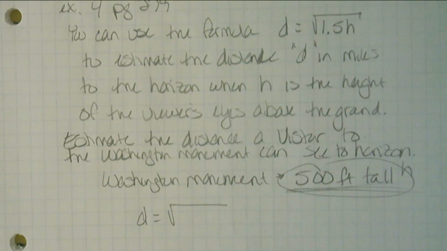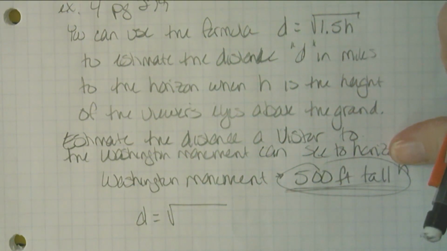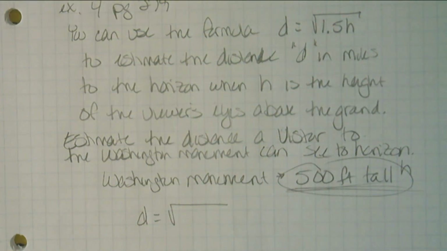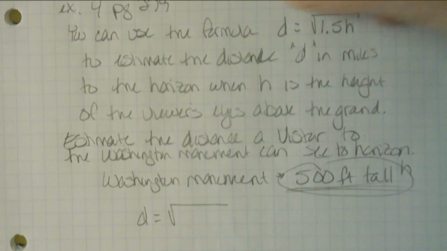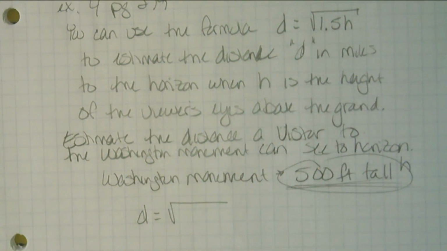Come on, you guys. I know the distance formula. This is my distance formula. I know the height of the Washington Monument. They've given me that height. How am I going to figure out how far a person is from the horizon if I know the formula for the distance to the horizon and the height of the figure that they're looking at?